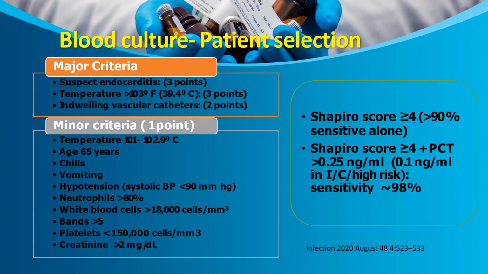What is the Shapiro score? A Shapiro score of more than or equal to 4 has more than 90% sensitivity alone. If the Shapiro score is more than 4 plus procalcitonin is more than 0.25, then there is a 98% sensitivity.